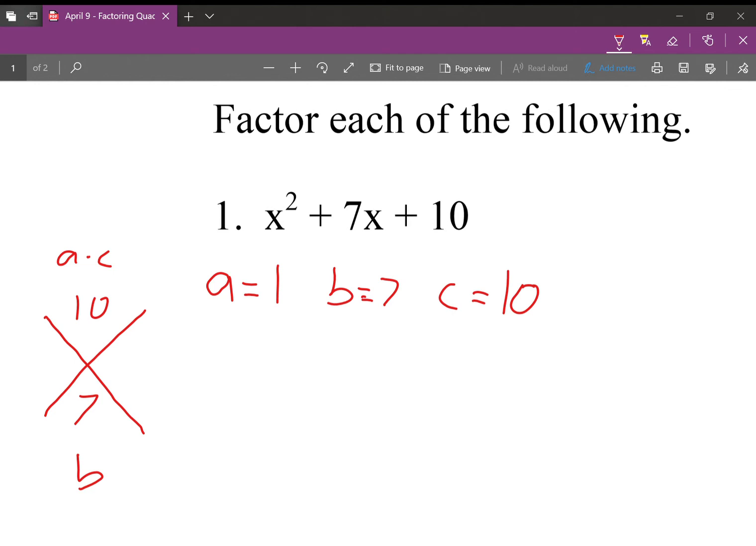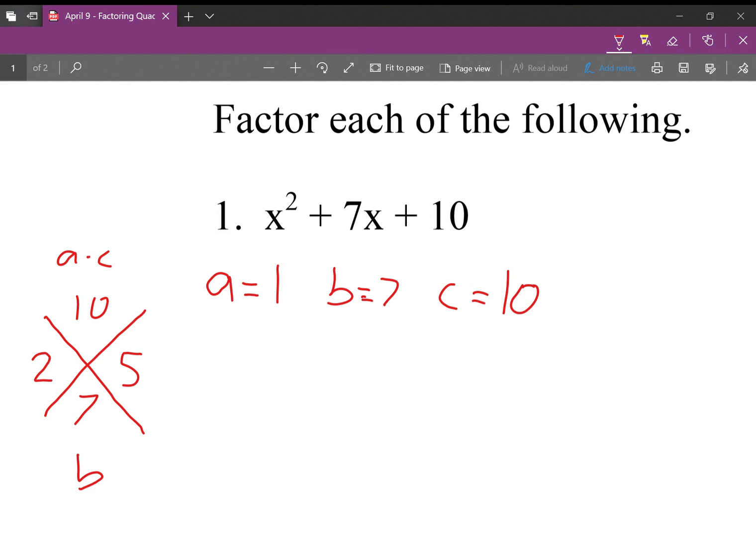So what if I use 1 times 10? If I had 1 and 10, that would make the right product on the top, but the sum on the bottom, 1 plus 10 would be 11, and that's not what I want, right? I want 7 on the bottom, so that didn't work. So just try the other thing. In this case, 2 times 5. Well, 2 times 5 is 10 at the top, and 2 plus 5 is 7 on the bottom, which means these are the 2 numbers I need.